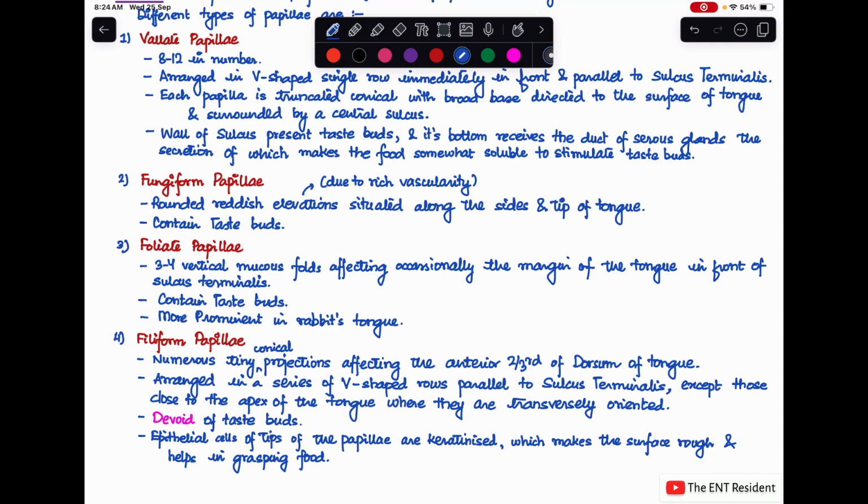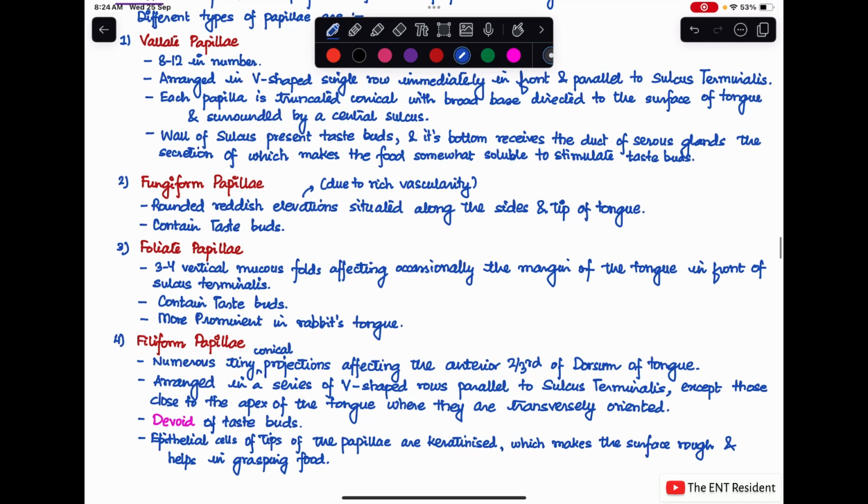And the last type of papillae is the filiform papillae. These filiform papillae are very tiny conical projections, and there are a lot of them, all over the anterior two-thirds of the dorsum of the tongue. They are arranged in a series of V-shaped rows parallel to the sulcus terminalis, except close to the apex of the tongue where they become transversely oriented.